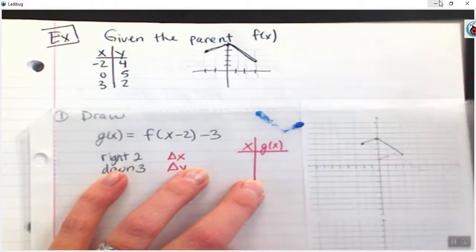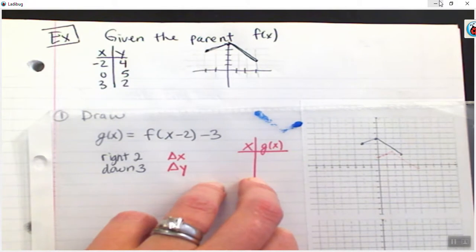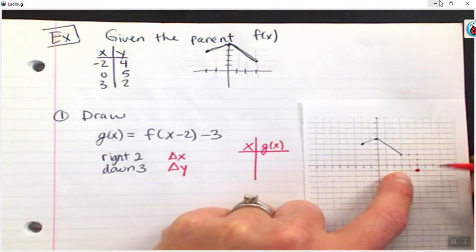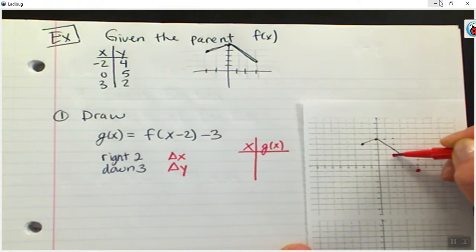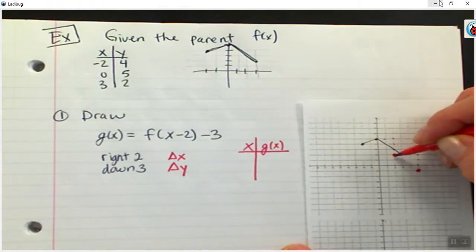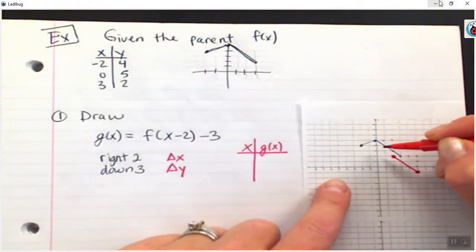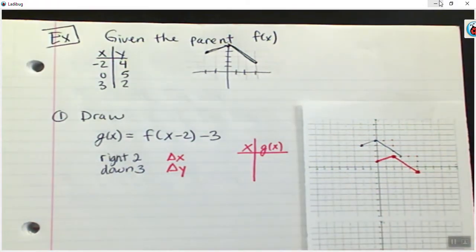How would I do that without a fancy clear sheet of paper? Just count your points. Move the dots and connect. Right 2, down 3. If there's a lot of dots, you might want to connect as you go so you don't mess up the order. Notice that both sections still look parallel because we didn't stretch or compress. It means the slopes didn't change.